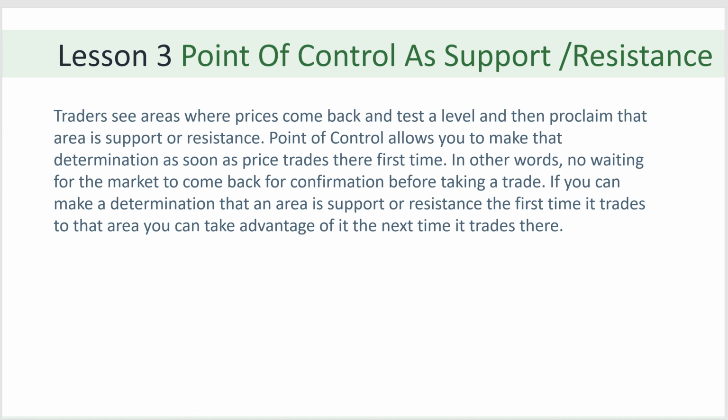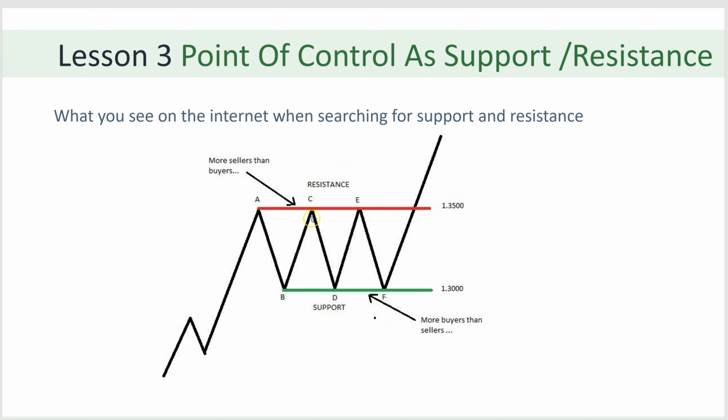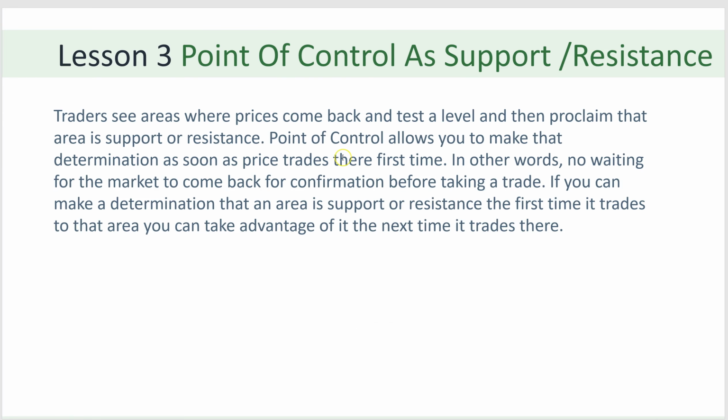Traders see areas where prices come back and test the level and then proclaim that this area is support or resistance. Like here, we came back here, that's automatically resistance. That's automatically support. No. Point of control allows you to make that determination as soon as price trades there the first time.